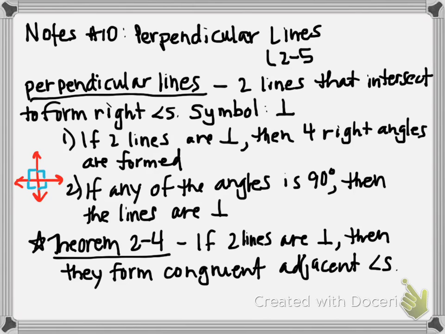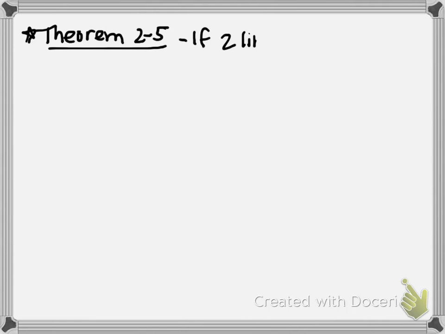All right, I'm going to go to the next page for the next one. So we've got theorem 2-5, the fifth theorem in chapter 2. And it states, if two lines form congruent adjacent angles, now it's the converse of the last one.